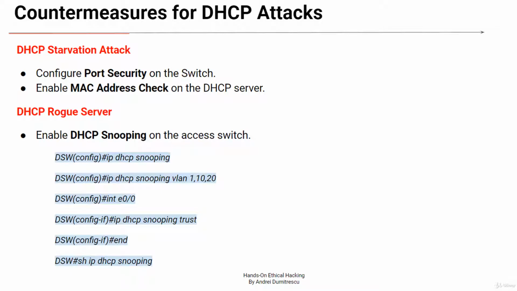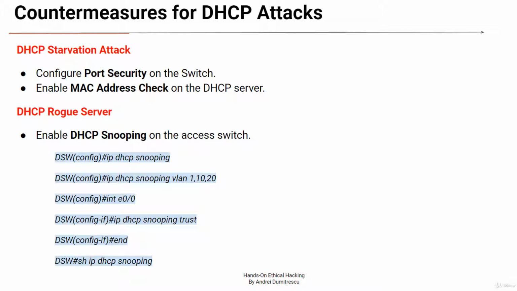In the last lectures, we have discussed attacks on DHCP which are Discover Flooding Attack, DHCP Starvation, and Rogue DHCP Server. Let's see what countermeasures are available to mitigate the impact. Let's start with the starvation attack.